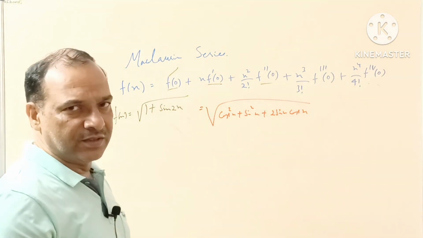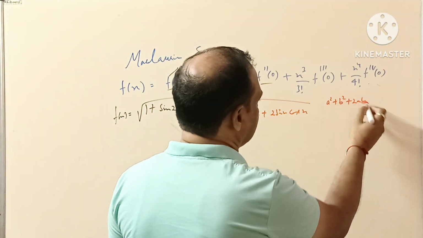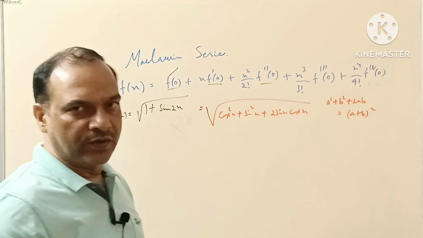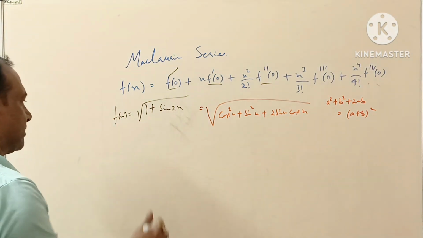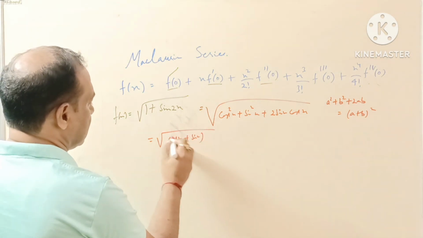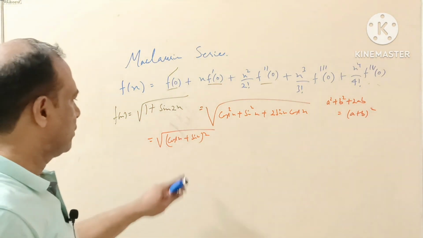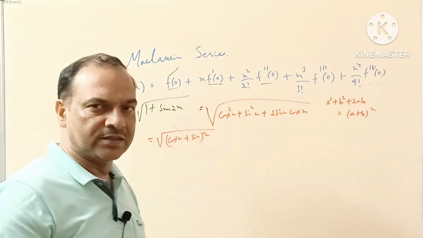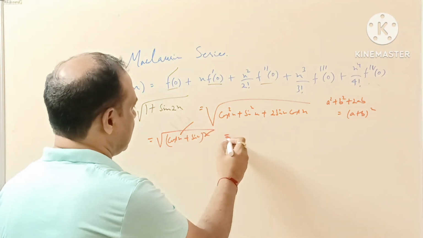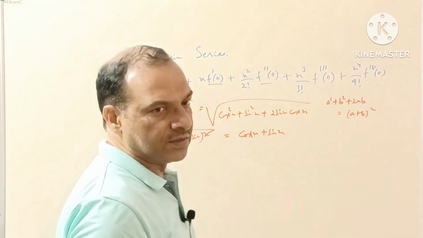Furthermore, I am able to see this in a form which is a square plus b square plus 2ab. This form can be converted into a plus b whole square. If you are able to convert this, then you are absolutely correct. Now here it will be converted into the form of cos x plus sin x whole square. Why? Because if you apply the formula of whole square, you will be having cos square x plus sin square x plus 2 sin x cos x. Now this square and this square root will cancel out each other, and here you are having the function in the form of cos x plus sin x.